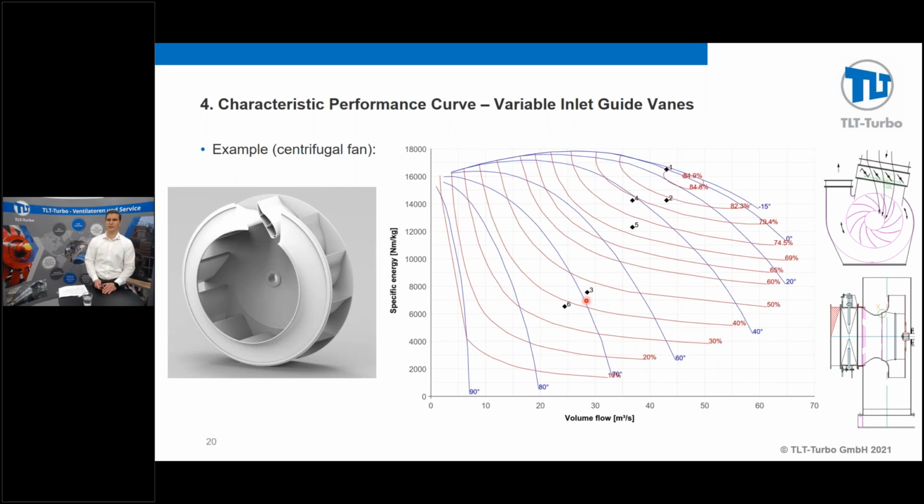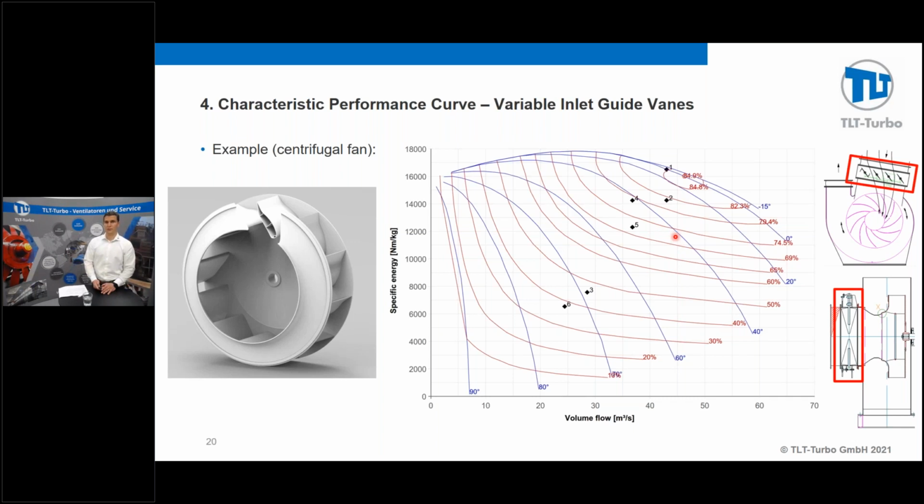Having a short look at a centrifugal fan. I picked here a centrifugal fan with either inlet damper control or inlet vane control. It looks quite similar. In this case, you have blue curves which represent different angles of these vanes here, and the red lines now are the efficiency lines. And you see that these different operating points can be operated at different vane control angles.